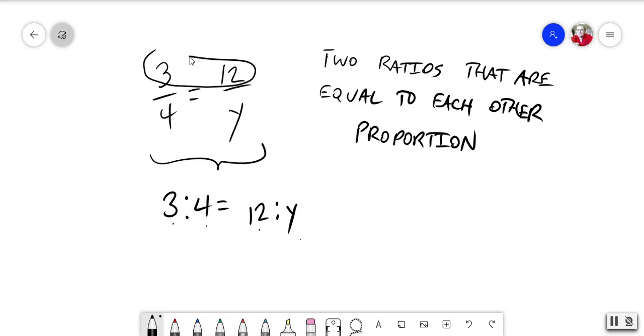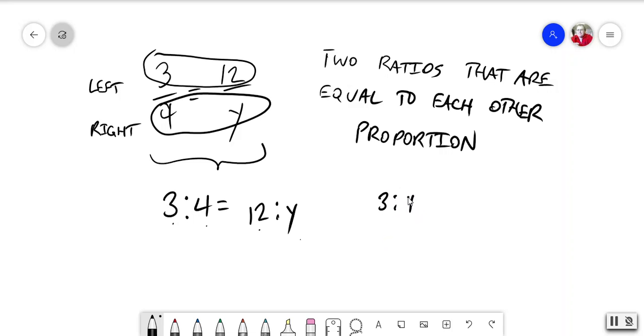So these guys are always to the left, and these guys on the bottom are always to the right. The order makes a difference. So sometimes, a lot of older books would show this. Sometimes instead of an equal sign, they used a double colon, and the way you read that is as. So you would say 3 is to 4 as 12 is to y. And there you say is to. But we're not going to do that. Most modern books use the equal sign, and that's probably easier to follow.